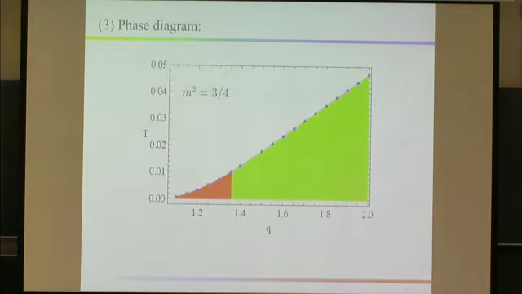So this is the phase diagram. This takes the example m squared equal to 3/4. This is the second order phase transition region. The red one is for the first order transition. This is the critical temperature, which depends on the charge Q.